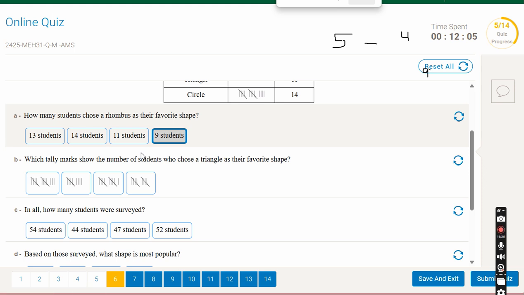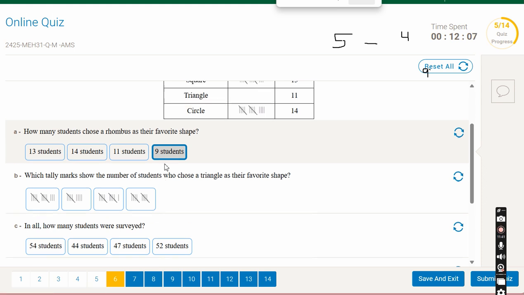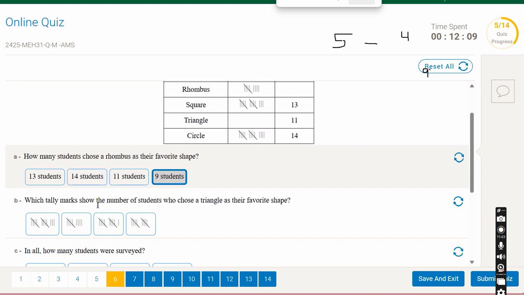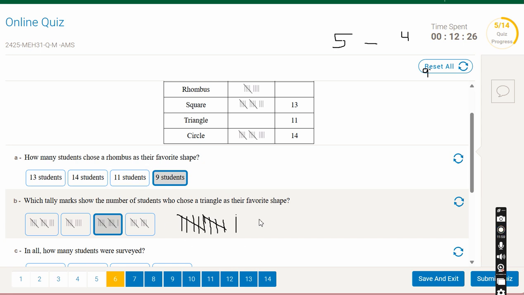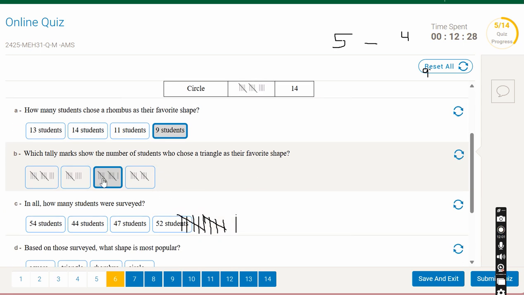Which tally mark shows the number of students who chose a triangle as their favorite shape? So let's go. Where's the triangle? 11. And we have to use it as tally mark. So how will we make this? 1, 2, 3, 4, 5. 5 will go here. 6, 7, 8, 9, 10 will go here, and then 11. So you'll have 2 sets and 1 stick. So 2 sets and 1 stick is this one. So always draw it out before you choose. Or you can count it directly on the screen if that's easier for you.